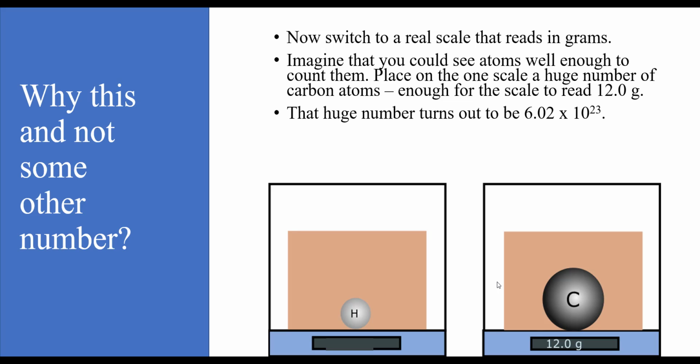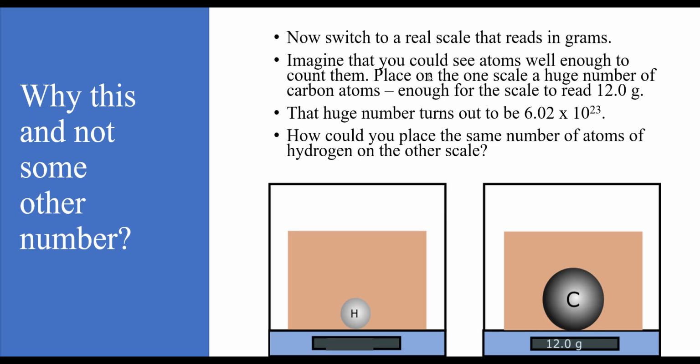And if I use the gram, which really has nothing to do with atoms per se at all, it's just this unit, then I have a certain number of carbon atoms on a particular scale when the thing reaches 12 grams. So think of this question. How could you place the same number of atoms of hydrogen on the other scale? That is, how would you actually put hydrogens in here so that you also had 6 times 10 to the 23rd atoms of hydrogen without actually having to count them?